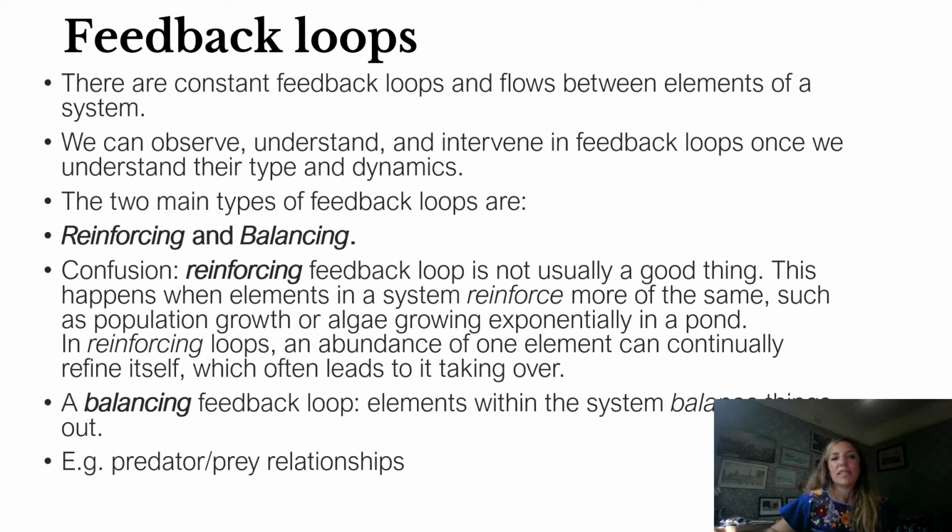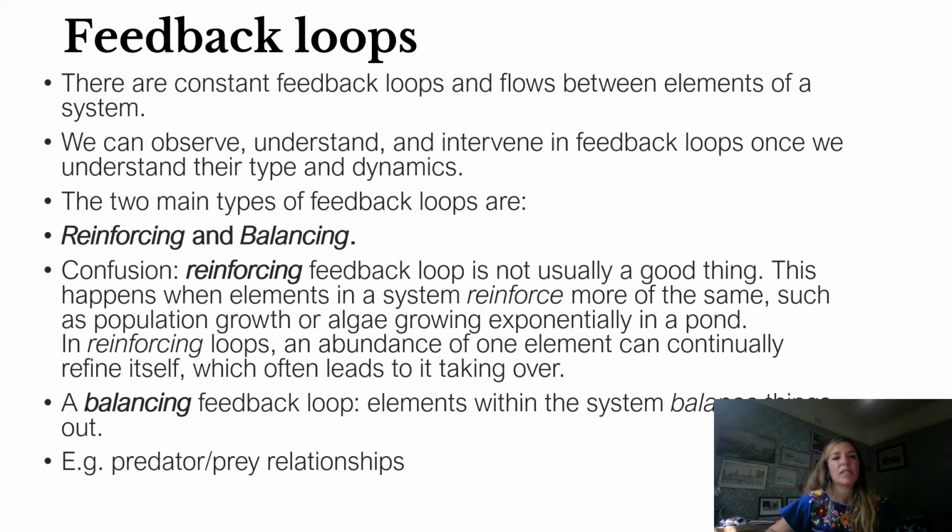So since everything is interconnected, there are constant feedback loops and flows between different elements of a system, and we can observe, understand, and intervene in feedback loops once we understand their type and their dynamics. So the two main types of feedback loops are reinforcing and balancing, and what can be confusing sometimes is that reinforcing feedback is not usually a good thing.